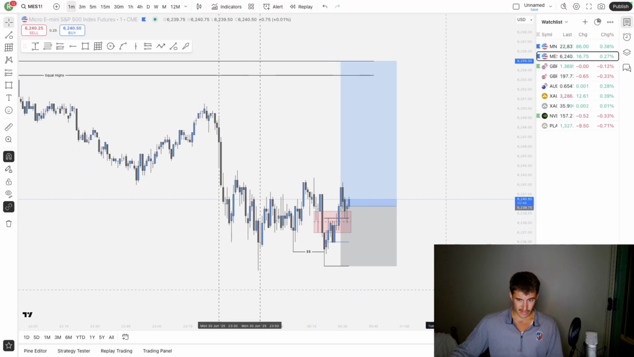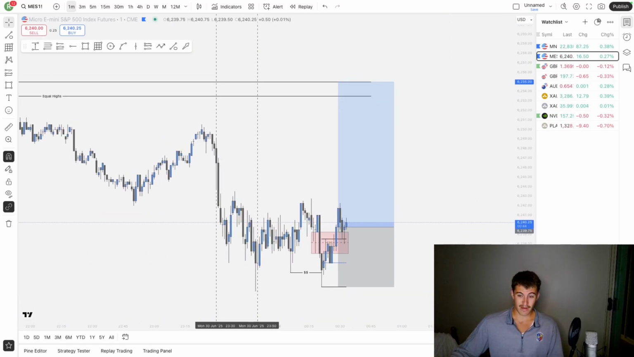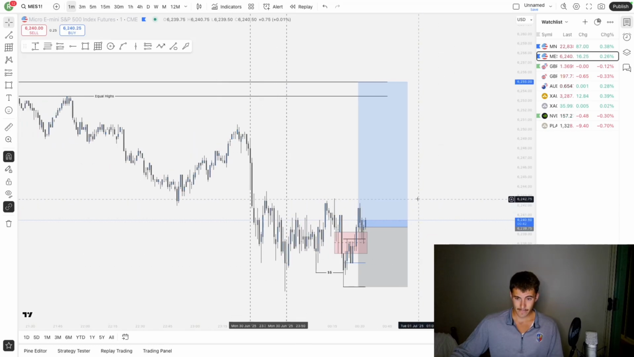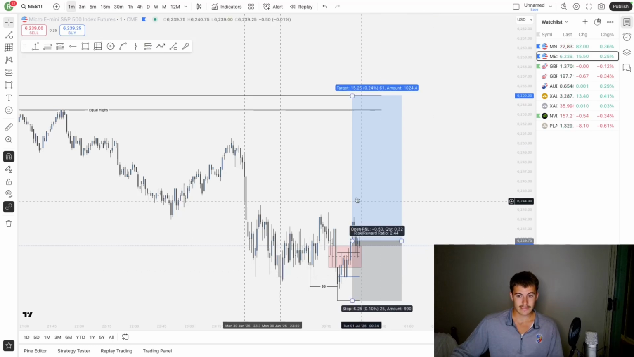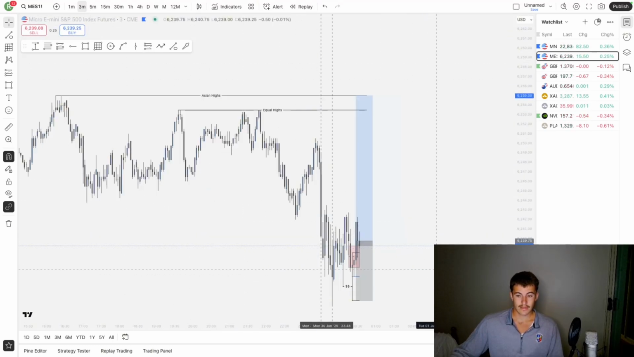Interesting one on the psychology. I've definitely got the heart pumping a little bit right now. But I think that if we can see us blitz through here, then I'd be happy to start trailing my stop loss up to the base of this 3 minute. The first place I'd be looking to trail would be to the base of this 3 minute here.